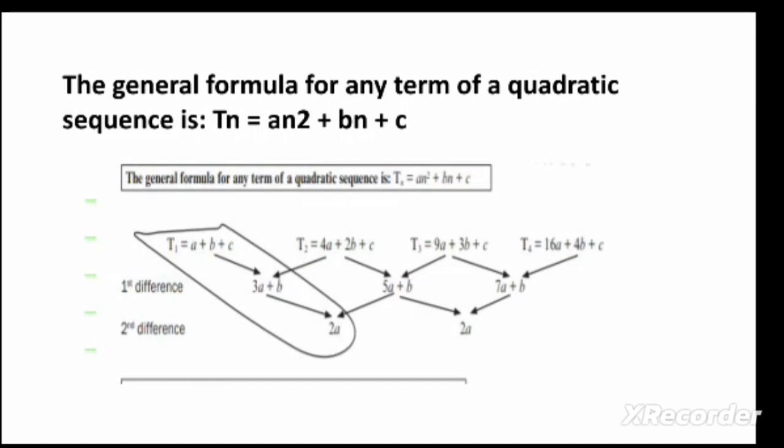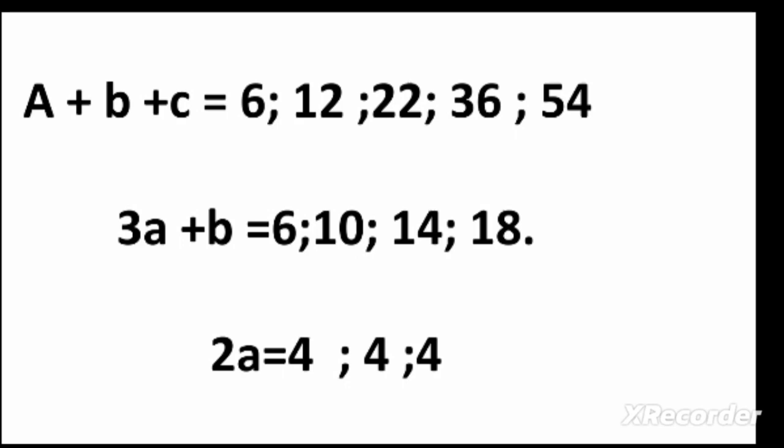So the formula is Tn equals an squared plus bn plus c. And n means the number of the term, obviously. So when you see n, you substitute the term number that you're looking for. If you're looking for term 1, you substitute 1 for n. So what about a, b, and c? This is what we're going to do. Look at the next slide.